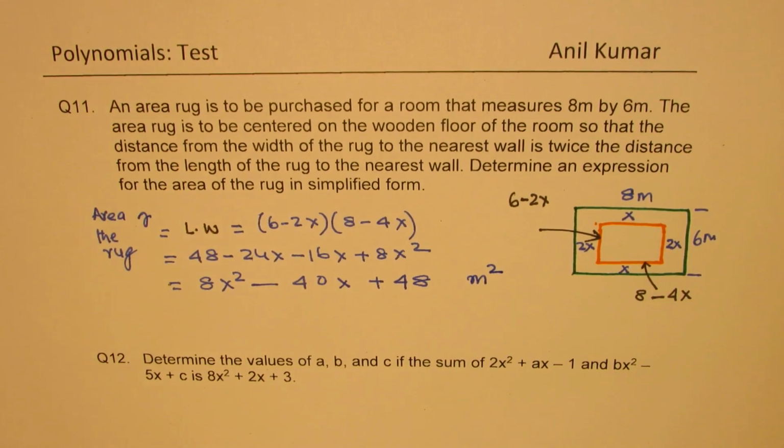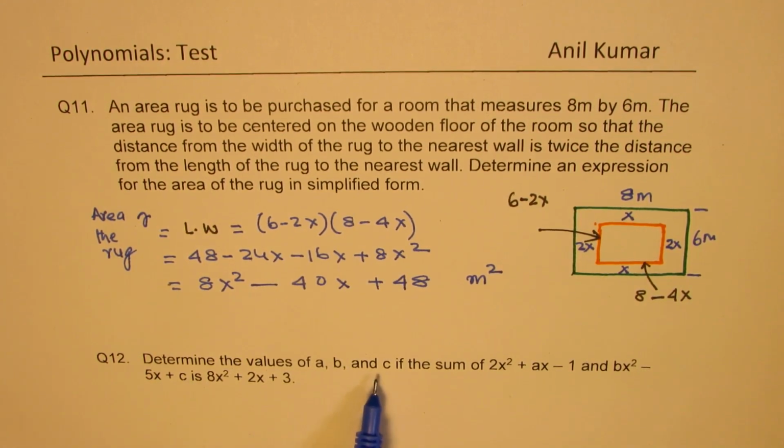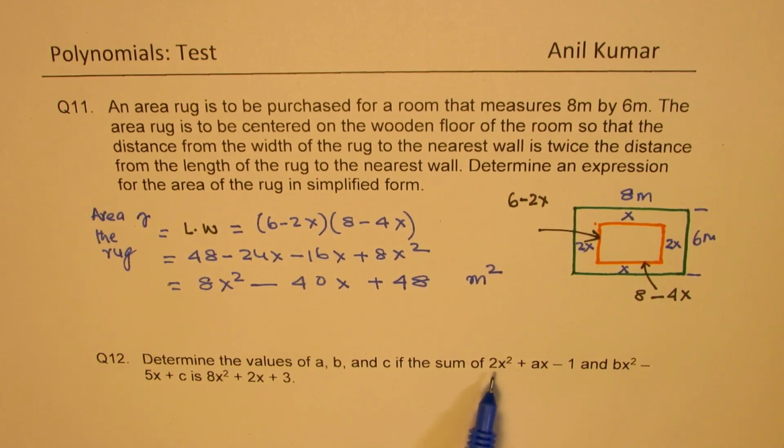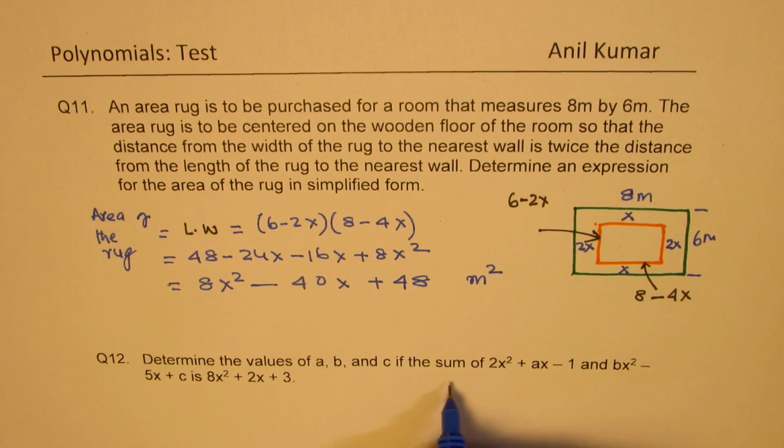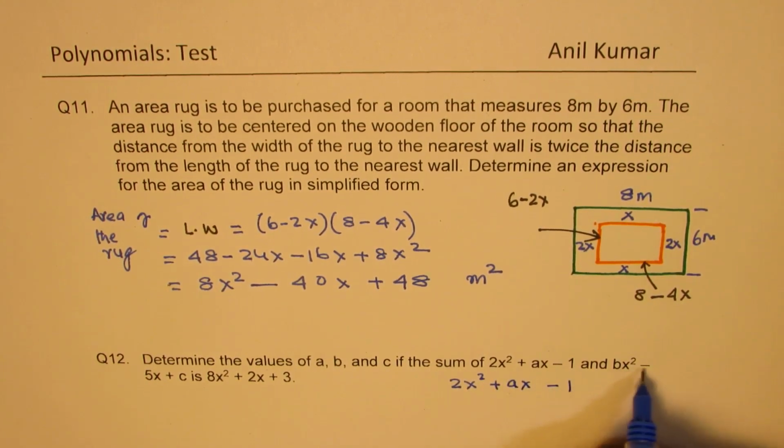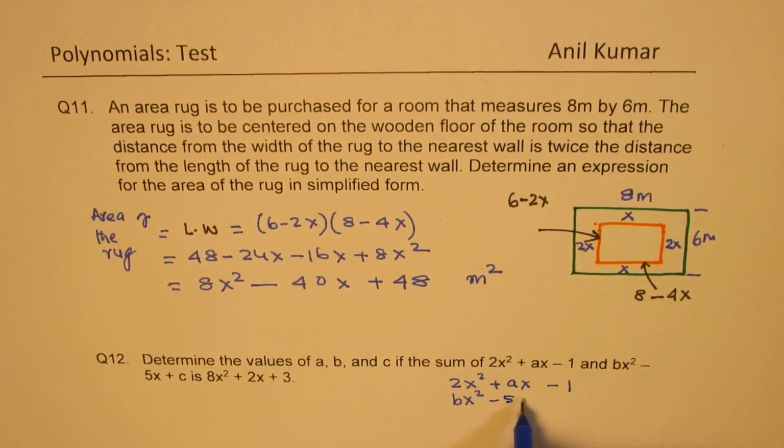So in any application question, you should be writing the units. The last question here, question number 12, is, determine the value of a, b, and c if the sum of 2x squared plus ax minus 1 and bx squared minus 5x plus c is that much, right? So let's write down these expressions. So we have 2x squared plus ax minus 1. The other one is bx squared minus 5x plus c.